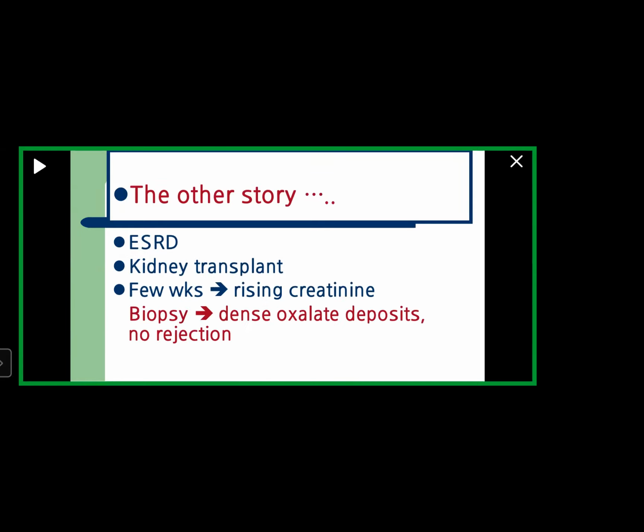Now, the alternative story, which we don't like, would be that same patient with primary hyperoxaluria, renal stone disease, progressive CKD, and end-stage renal disease, who would have been transplanted as the treatment of choice for end-stage renal disease, received a kidney transplant, and a few weeks later developed a rising creatinine, for which a biopsy would have been done and would have shown no evidence of rejection, but dense oxalate deposits with an early aggressive recurrent primary hyperoxaluria and renal graft loss. This is the scenario we don't like to see at all.